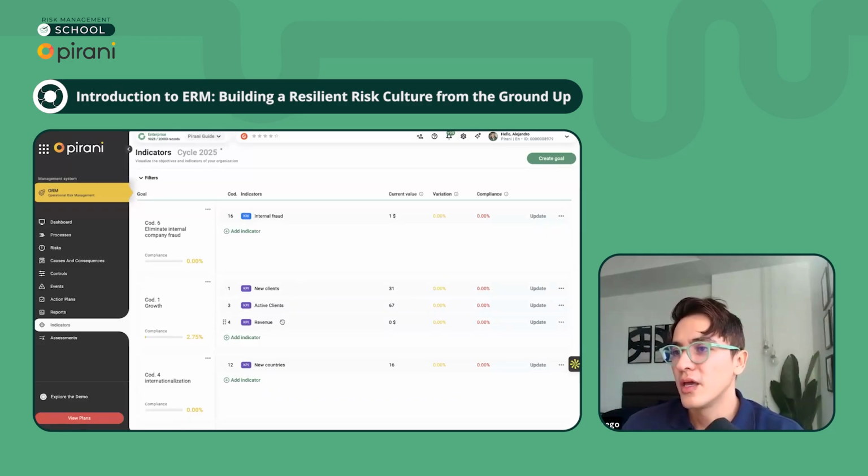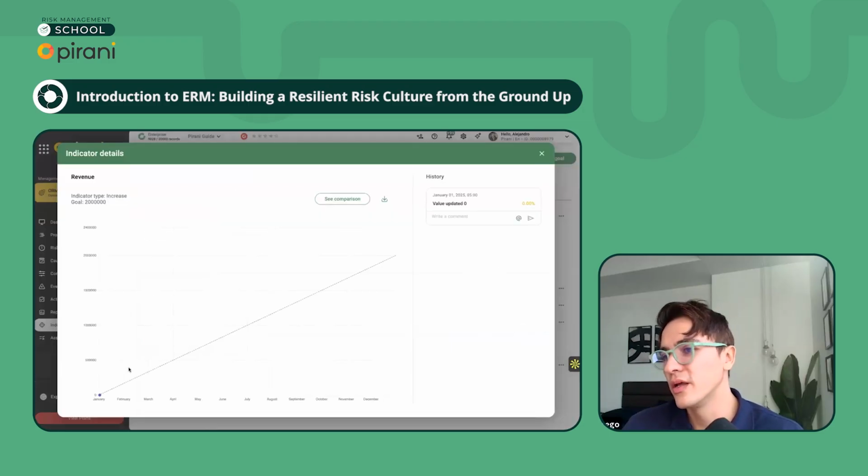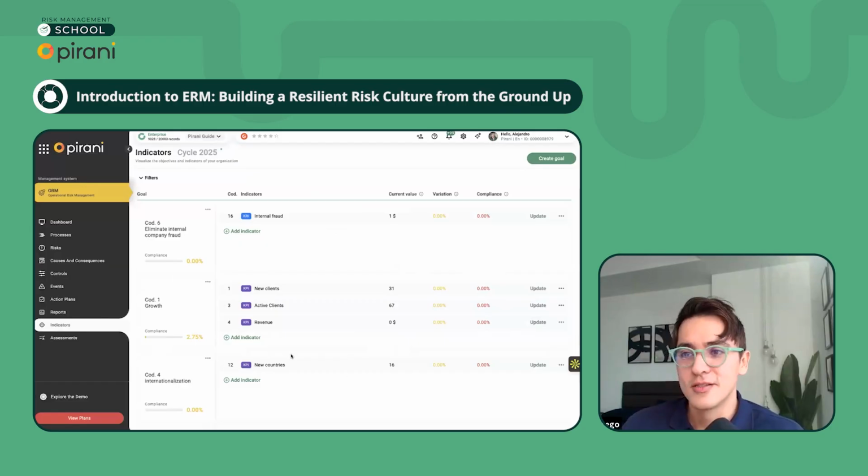You can track how the revenue is going, update the indicator, see the detail of what's going on, and see the comparison with different cycles. And again, this is the risk team or the operations team connected with the risk management strategy, and not just the risk management strategy, but the whole strategy of the company.